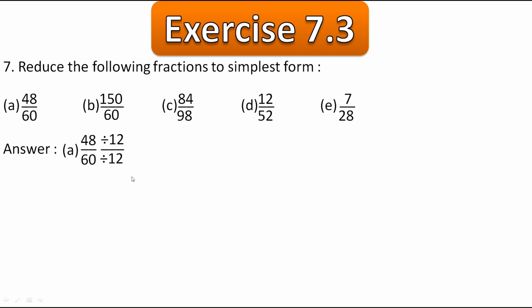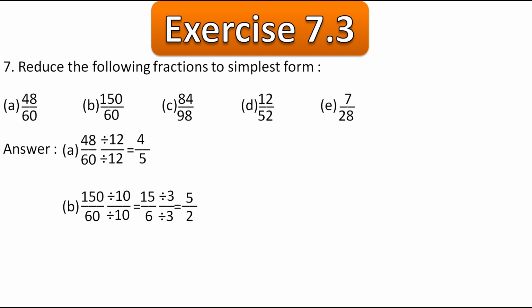So I got the answer as 4 upon 5. Now further I can't divide this fraction. So this is the simplest form of 48 upon 60. Now let's take the next one, that is 150 upon 60. As both of them have 0 at the end, I'll divide this fraction by 10. I got the answer as 15 upon 6. But this is not the simplest form because both the numbers are present in the 3's table. So I have to divide this further by 3. So I got the answer as 5 upon 2. So this is the simplest form of 150 upon 60.